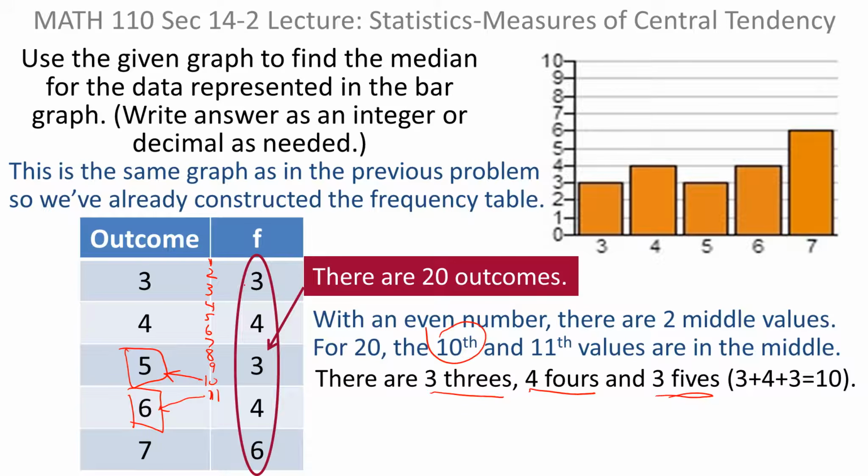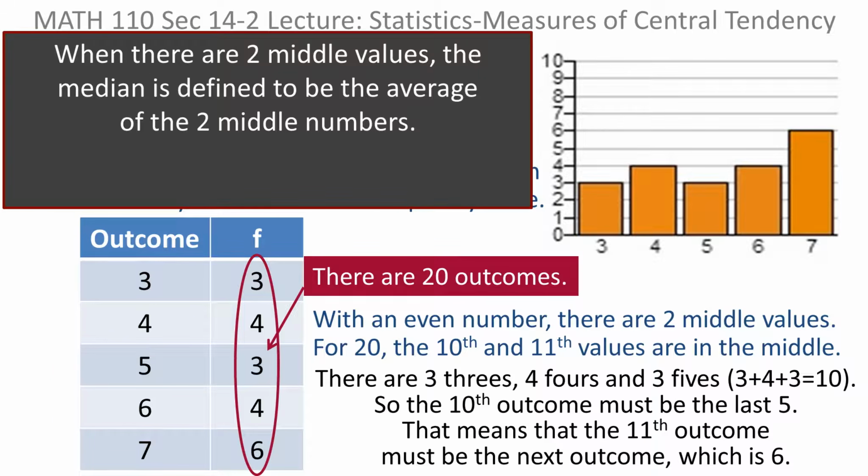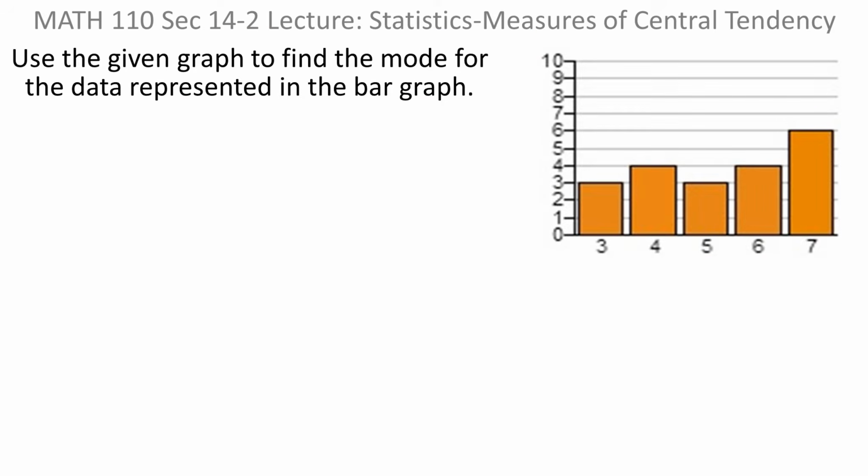And be careful. These are just the frequencies over here. Those aren't the actual outcomes. So you're counting down the frequencies to see how many to count of each, but the values are actually the numbers over here. So the 10th value is the 5, and the 11th value is the 6. How do you do the median when you have 2 middle values? You average them. So you take 5 and 6, add up, divide by 2, and you'll find that the median is 5.5.